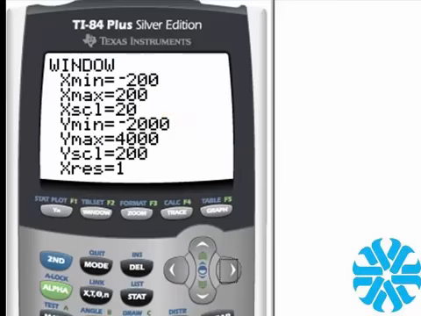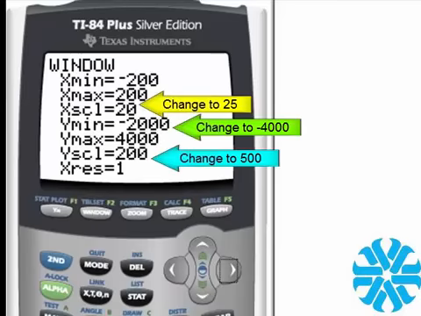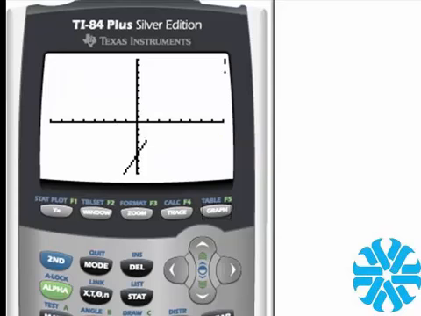So what we're going to do is change the x scale to 25, the y min to negative 4,000, and the y scale to 500. And this should give us a very good window with all the points of interest being shown. That is the x-intercepts, the y-intercept, and the maximum value. Okay, so this would be a good viewing window here. There's the y-intercept, there's the x-intercept, there's another x-intercept, and there's the maximum right there.